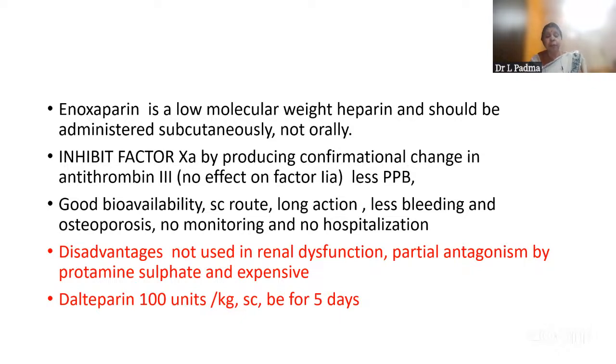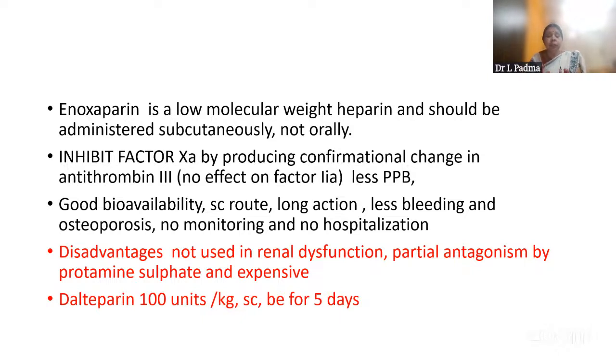So Dalteparin should be administered 100 units per kg subcutaneously BD for 5 days. The main disadvantages are it can't be used in renal dysfunction as it is excreted almost unchanged, and there is partial antagonism to protamine sulfate. What is the antagonist to heparin? It is protamine sulfate, mainly for unfractionated heparin. But the problem with protamine sulfate itself is that it is an anticoagulant. So when you give protamine, there is already an anticoagulant, it is an added anticoagulant, which is of no use. So the first step for heparin overdose is stop heparin.